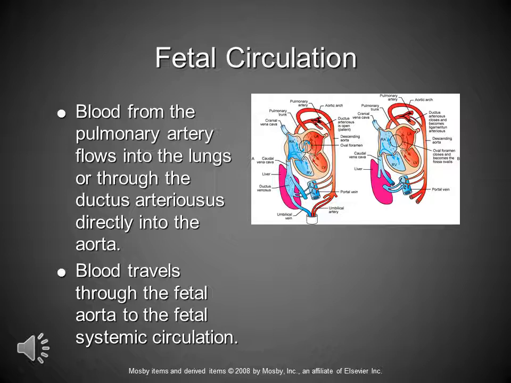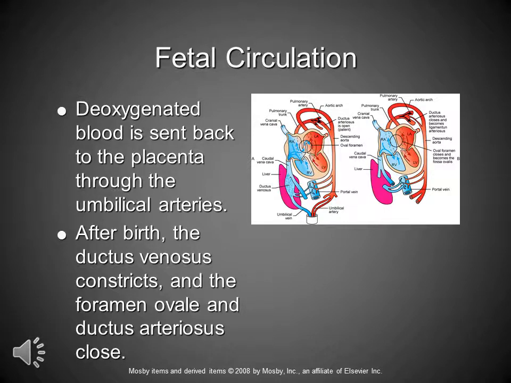From the aorta, blood is going to flow down to body tissues that need that good oxygen. At that point, we're going to repeat the cycle. Oxygen from blood is going to enter into tissues, and carbon dioxide from tissues is going to enter back into the blood. Then deoxygenated blood is going to be sent back to the placenta through the umbilical arteries. At that point, it re-enters the mother's circulation, and the usual stuff is going to happen. After birth, the ductus venosus constricts, and the foramen ovale and ductus arteriosus will all close. We should get closure on all those, and if we don't, then we do have big problems.